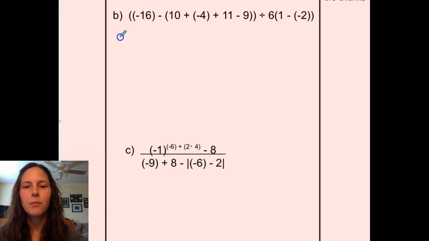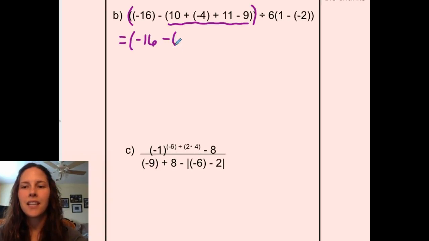Example B, we've got a lot of grouping symbols on this one as well. Inside this first set of grouping symbols, the negative 16 doesn't necessarily need parentheses, it's just separating that negative sign. We have another set of grouping symbols here that we'll take care of. So I'm going to drop the parentheses around my negative 16.